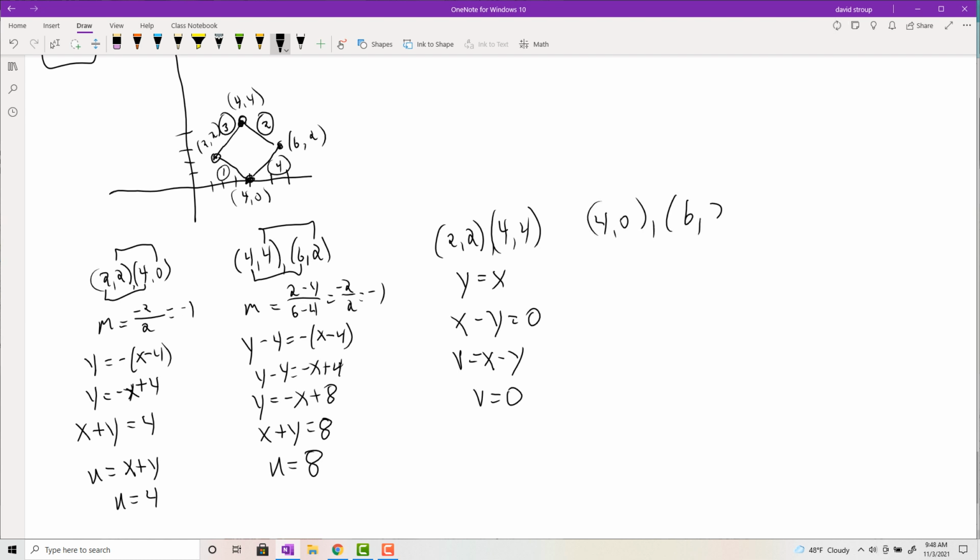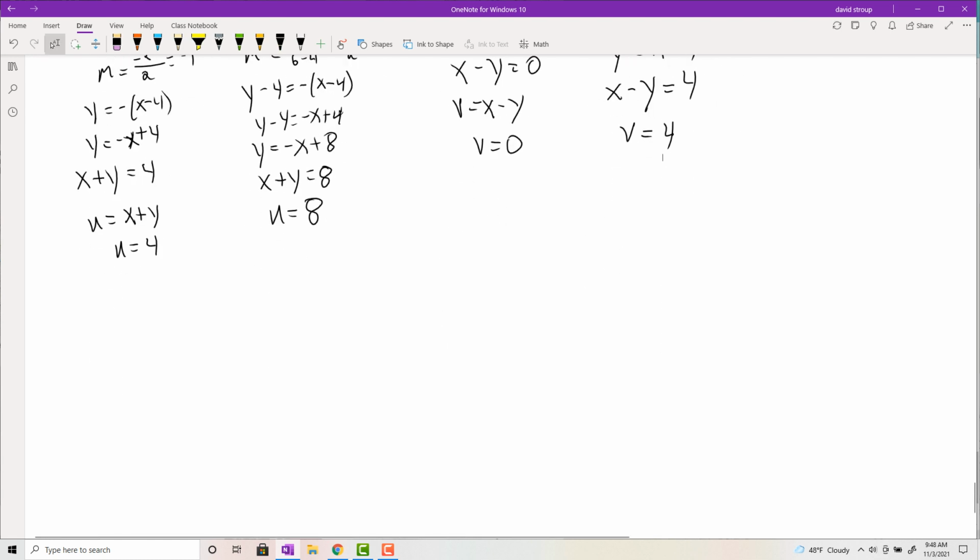to 6, 2. You can kind of see it's going to be y equals x minus 4, but it's better safe than sorry in my opinion. You get 2 all over 2, which of course is 1 again, and then you get y minus 0 equals x minus 4, certainly. So you're going to get x minus y equals 4. So you're going from v equals 0 to v equals 4. I need my equations for u and v. So anyways, I need equations for x and y so I can get my Jacobian.